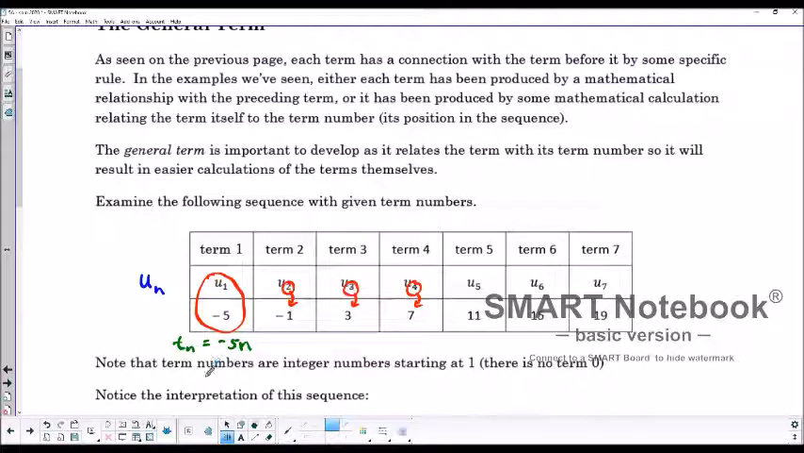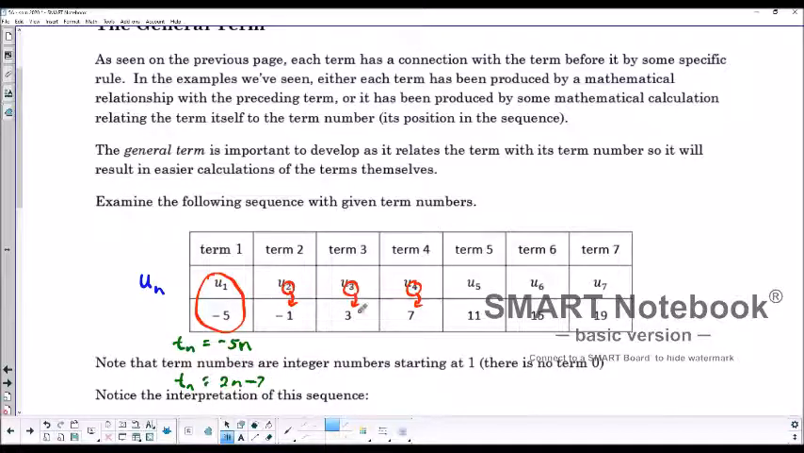So could we say that t sub n is 2n minus 7? Well, if n is 1, 2 times 1 is 2, minus 7 is -5. So that works for the first term. Will it work for the second term? Let's see. n is 2 in this case, so 2 times 2 is 4. 4 minus 7 is -3. It's not -1, so it's off. Maybe it's getting a little closer. Maybe we could multiply by 3 and subtract something.